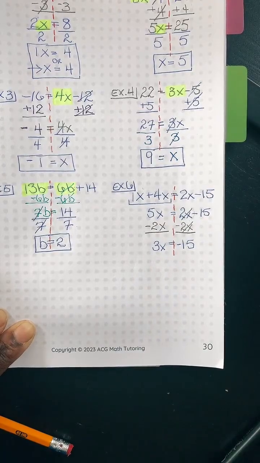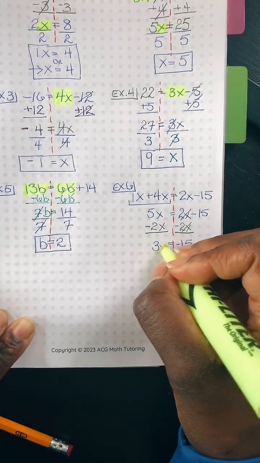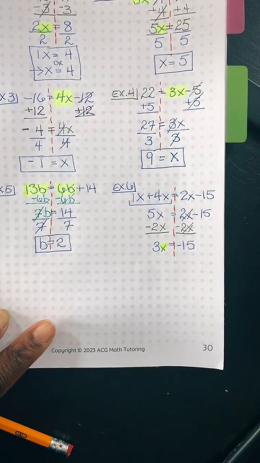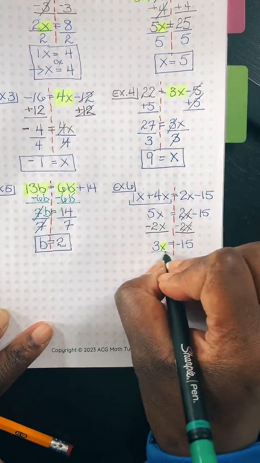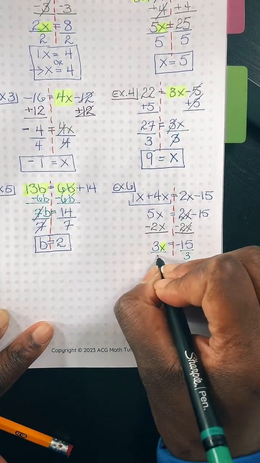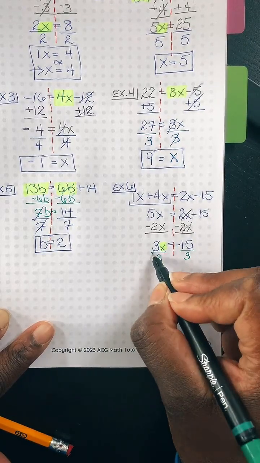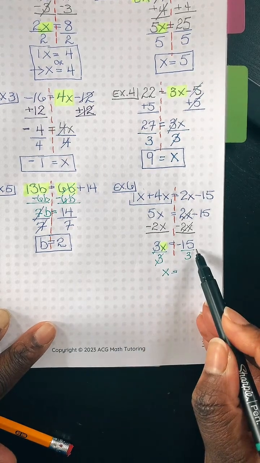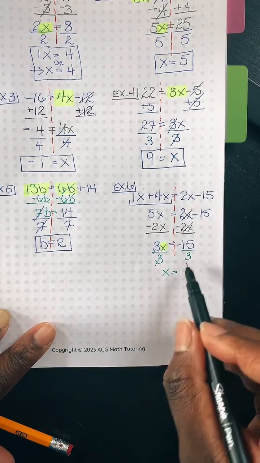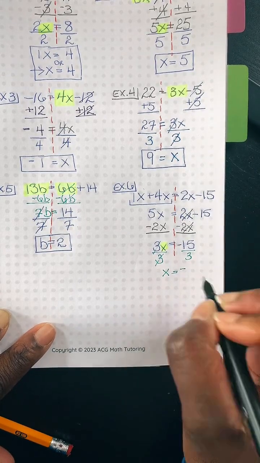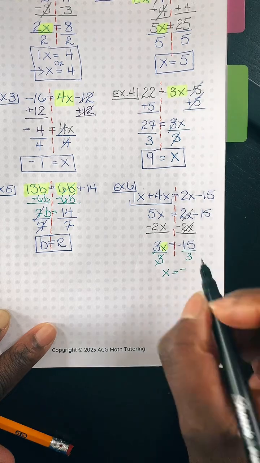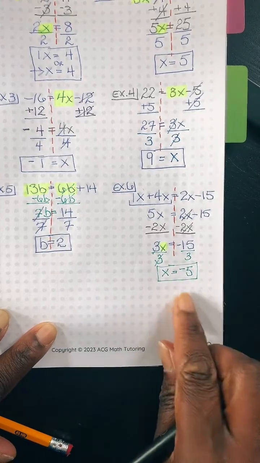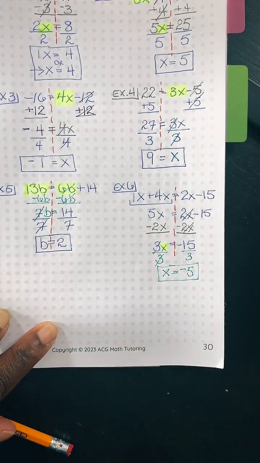So again, we want to isolate our variable. We want x to be by itself. The 3 is messing us up, so we've got to divide it out. Divide both sides by 3. 3 divided by 3 will give me 1x, or just x. And then negative 15 divided by 3. When the signs are different, my answer is always going to be negative. 15 divided by 3 gives me 5. So Cam was correct. Our answer is negative 5.